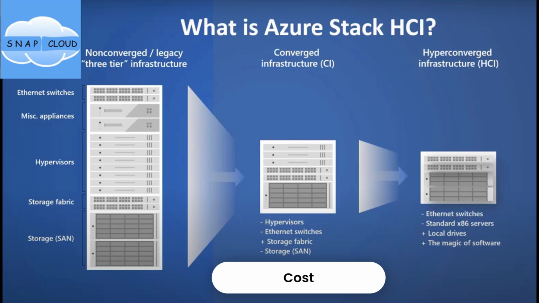Cost. Legacy infrastructure is high CapEx and high OpEx, too many moving parts. Converged brings some savings, but you're still paying for a SAN. Hyperconverged slashes costs by using standard x86 servers, no need for a SAN, and simplified management cuts down operational expenses.